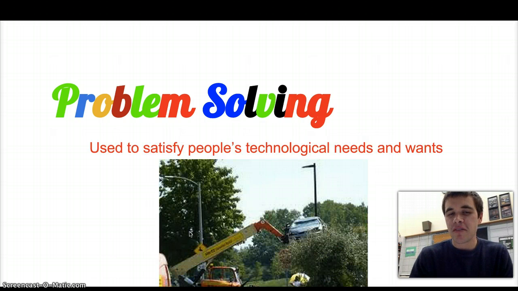And so our definition of problem solving is something that is used to satisfy people's technological needs and wants. This person probably needs and wants to drive their car to work or school or wherever they're going. And so they need to solve the problem. How are they going to get out of the tree? And then probably how are they going to fix the car? But this is the problem.